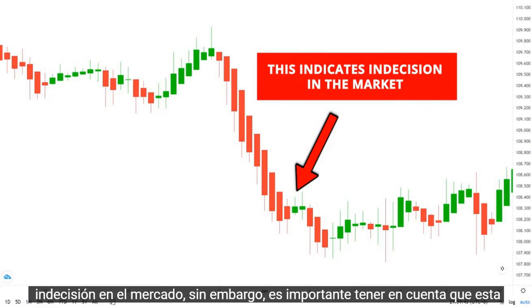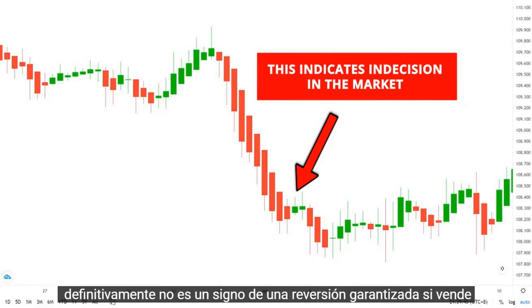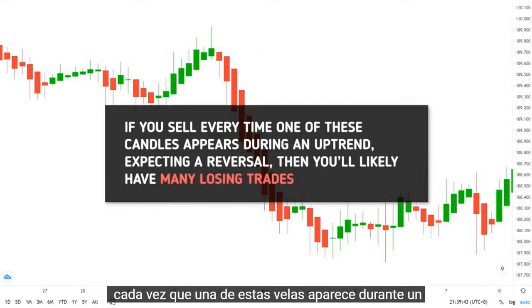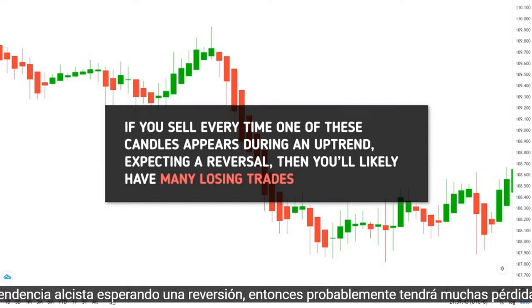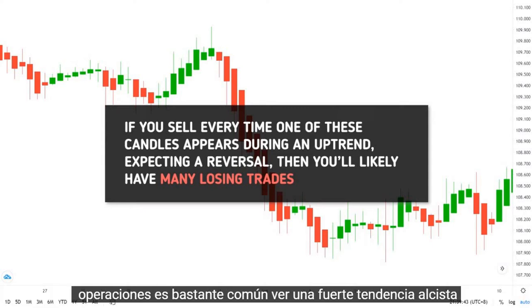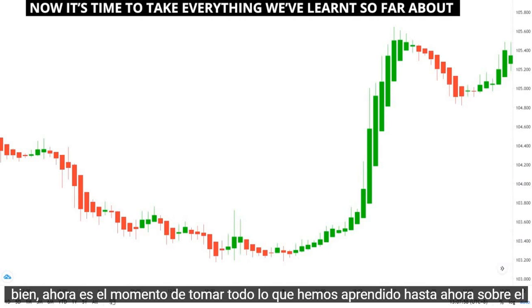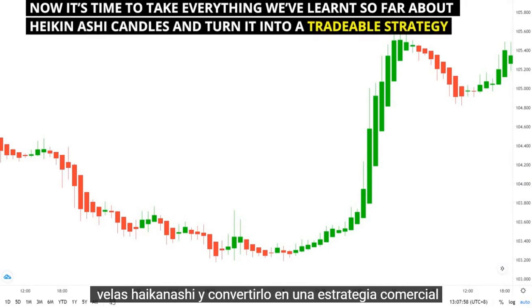However, it's important to note that this is definitely not a sign of a guaranteed reversal. If you sell every time one of these candles appears during an uptrend expecting a reversal, then you'll likely have many losing trades. It's quite common to see a strong uptrend, a small pause, and then a continuation of that uptrend.